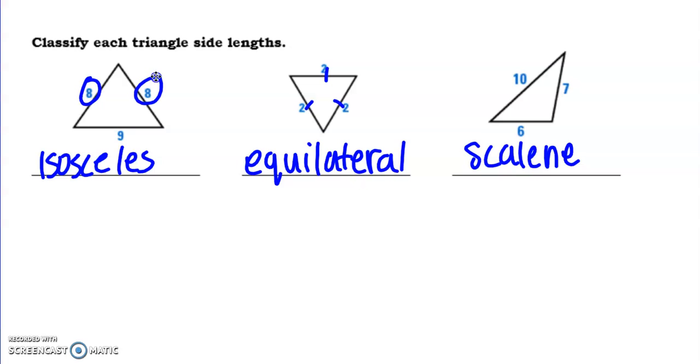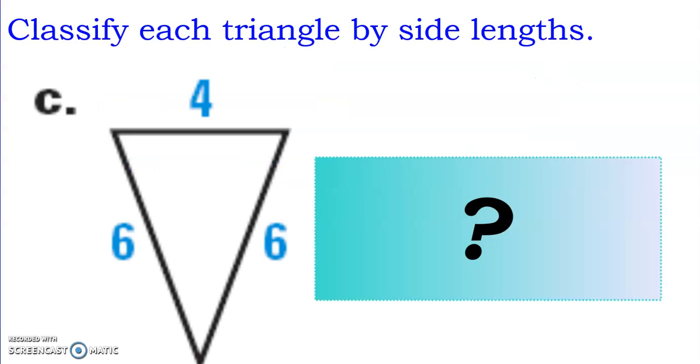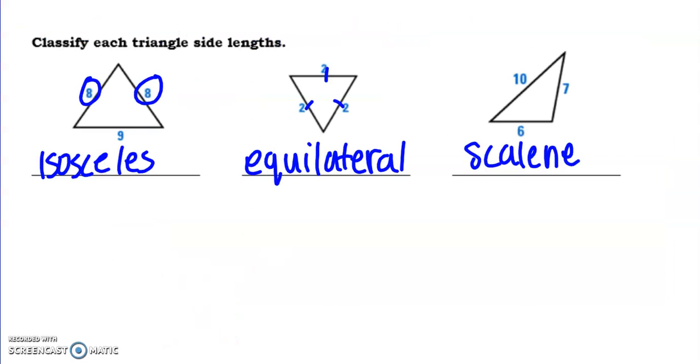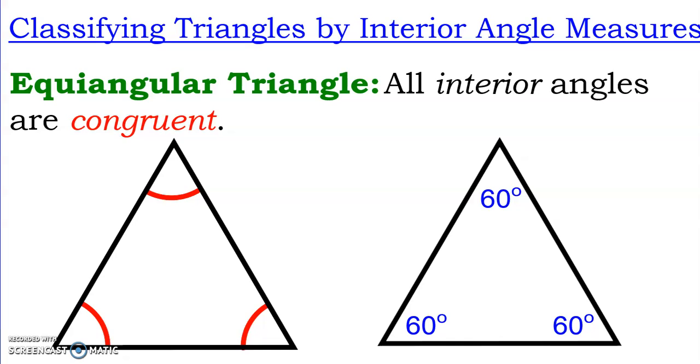So that's the first way to classify a triangle, is by its side lengths. Okay, second way to classify a triangle is by its interior or inside angle measures. If all three angle measures are the same, so if they're all equal, we call it an equiangular triangle. So equiangular means all interior angles are congruent.